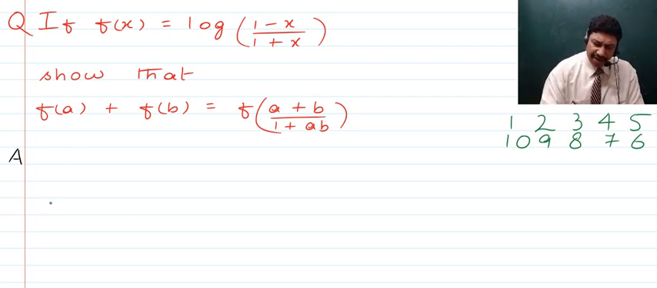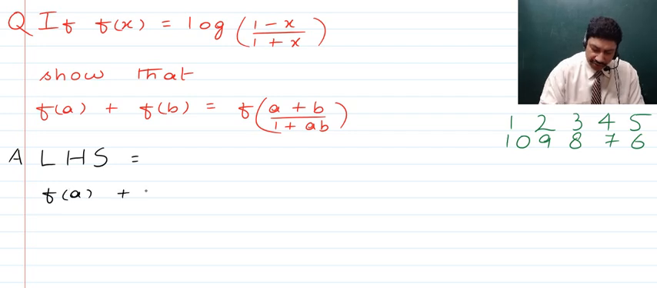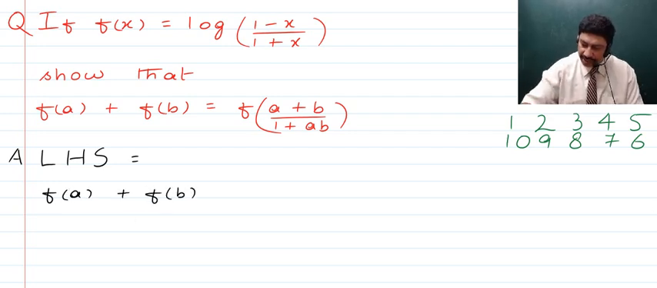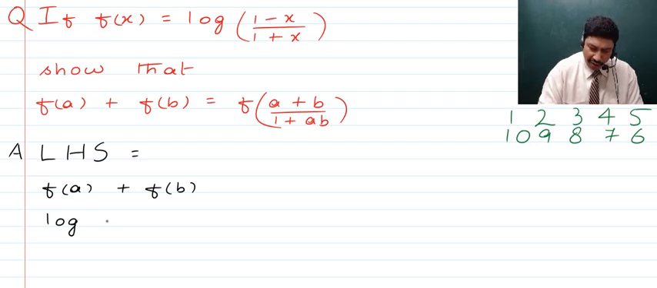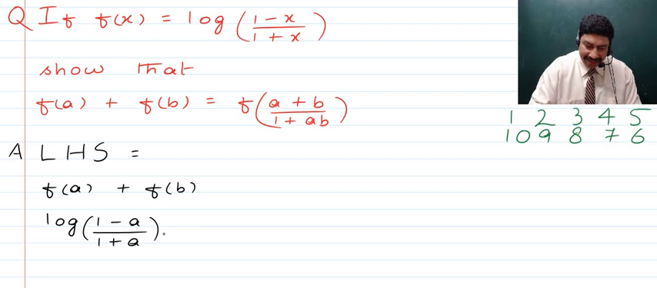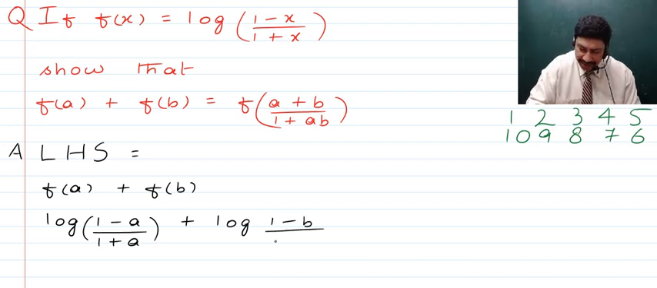So here, children, first we talk about the left hand side. In the left hand side we have f of a, to which is added f of b. So let's now talk about what f of a can be. f of a is going to be equal to log of 1 minus a divided by 1 plus a. And further to that is to be added f of b, so that's going to be log of 1 minus b divided by 1 plus b.